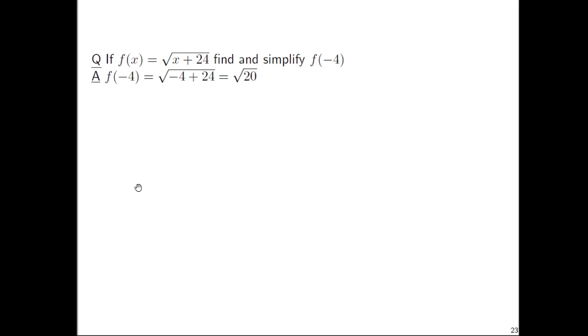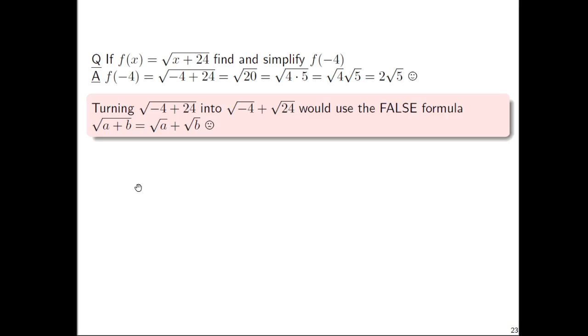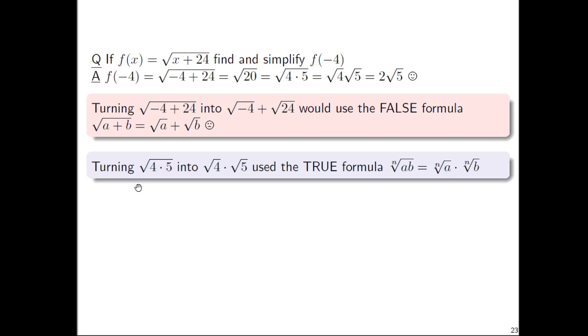Well, let's simplify inside the radical. So root 20. Well, that's root 4 times 5, which is root 4 times root 5, which is 2 root 5. Just some comments real quick. Just to be careful, turning root of negative 4 plus 24 into root negative 4 plus root 24 would use the false formula, root of a plus b equals root a plus root b. So let's be sure not to do that. However, you'll notice that turning root 4 times 5 into root 4 times root 5 is fine, because that uses the true formula, nth root of a times b equals nth root of a times nth root of b.